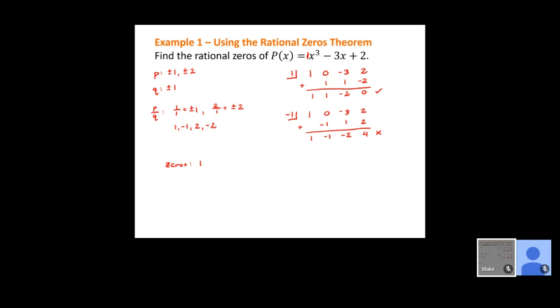So far, the only one that we've got is 1. Still got 2 more to test, though. So now we're going to test the +2. And 2, same coefficients, 1, 0, -3, and 2. Bring down the 1. 1 times 2 is 2. 0 plus 2 is 2. 2 times 2 is 4. -3 plus 4 is 1. 1 times 2 is 2. And 2 plus 2 is 4. I did not get a remainder of 0. Therefore, this is not one of my zeros.